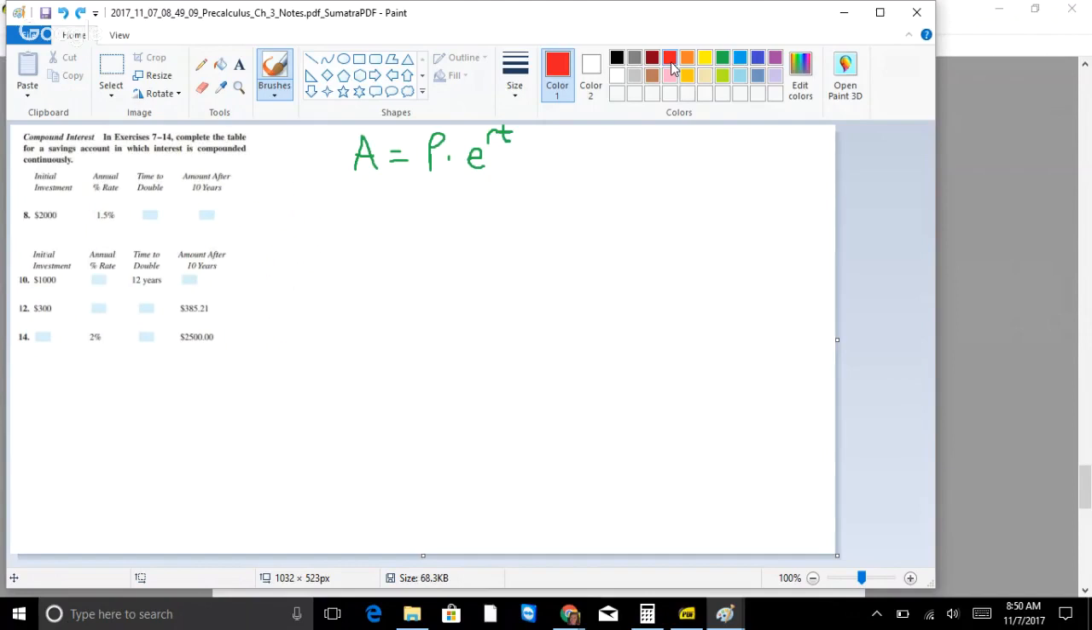So number 8, you're initially investing $2,000. That means that our principal is, if I rewrite this, amount equals, our principal is $2,000. Know that to be true. Our annual rate is 1.5%. We don't write rates in percents, they just look pretty. So we write this as 0.015. And we don't know what time period we're looking at here.